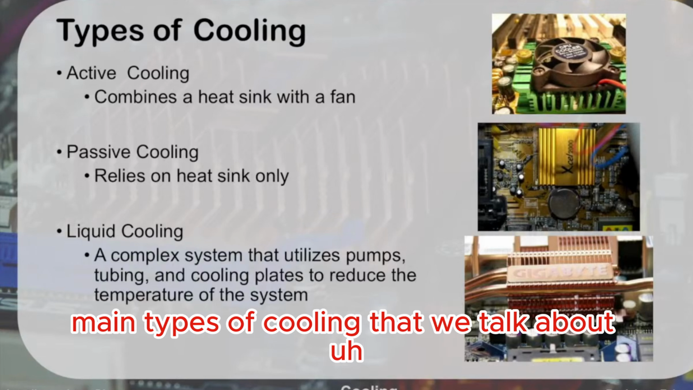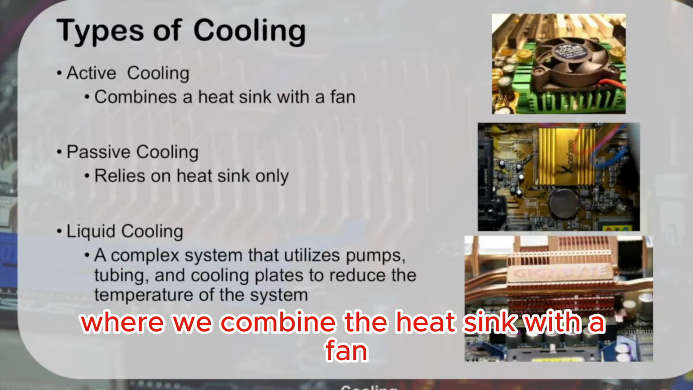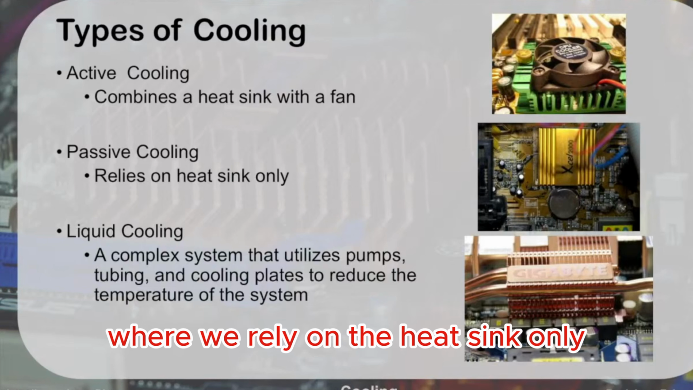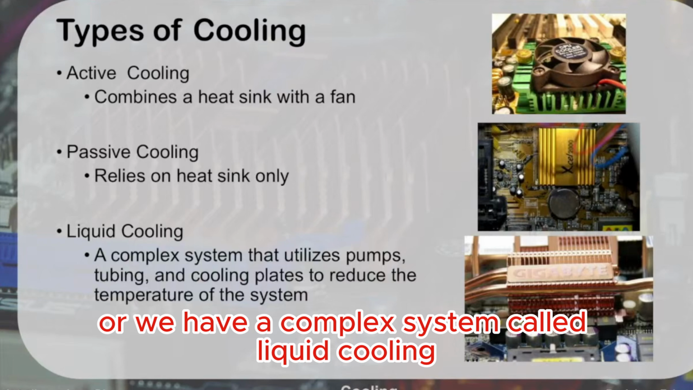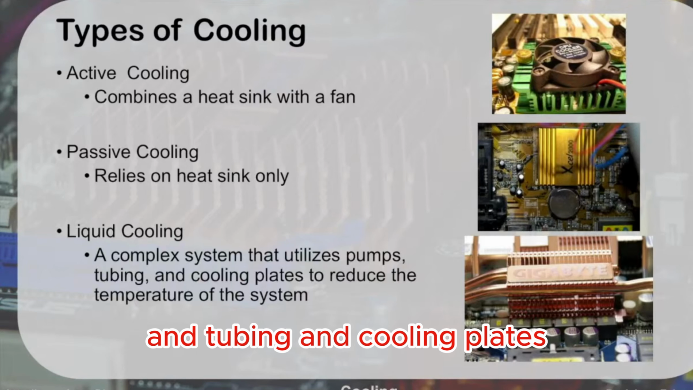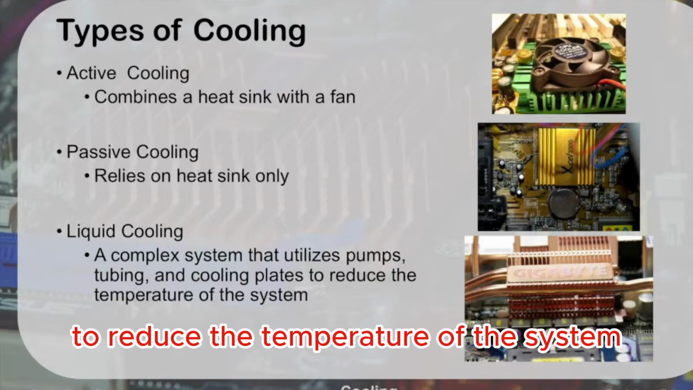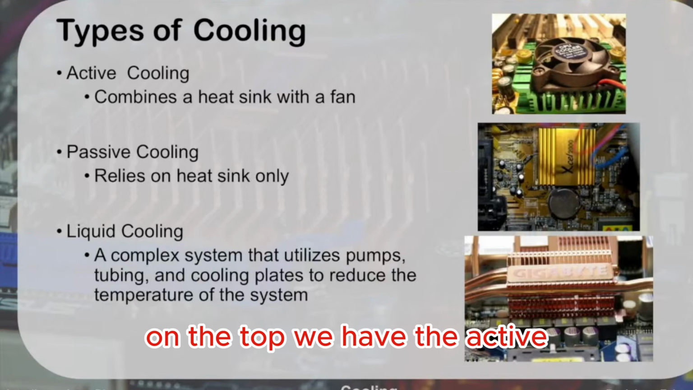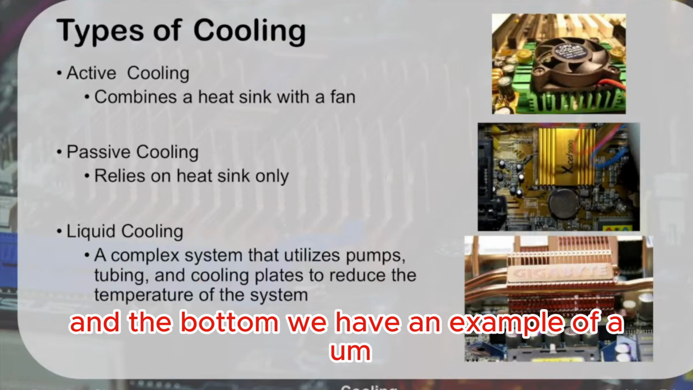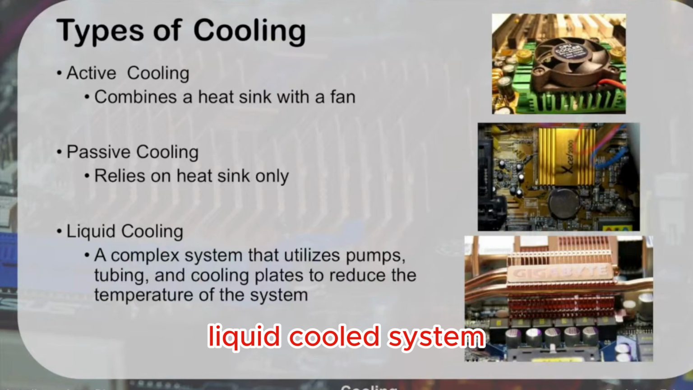So we have three different main types of cooling that we talk about. We have active cooling, where we combine the heat sink with a fan. We have passive cooling, where we rely on the heat sink only. Or we have a complex system called liquid cooling that's going to utilize pumps and tubing and cooling plates to reduce the temperature of the system. And we have the three examples here for you. On the top, we have the active. The middle, we have just the passive. And the bottom, we have an example of a liquid-cooled system.